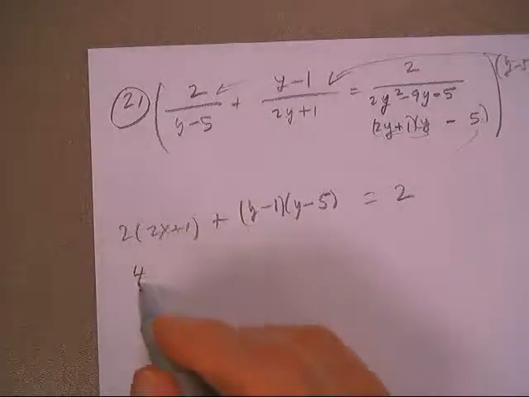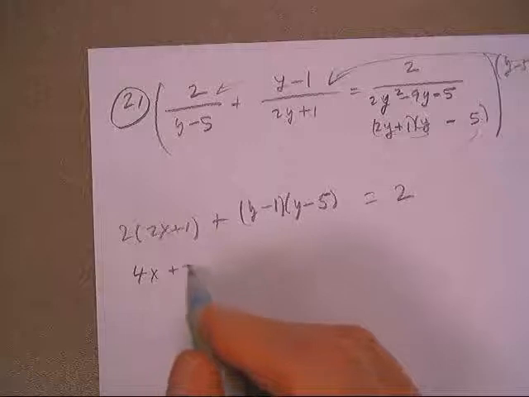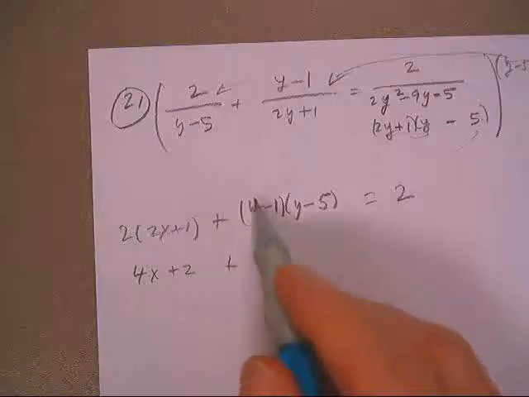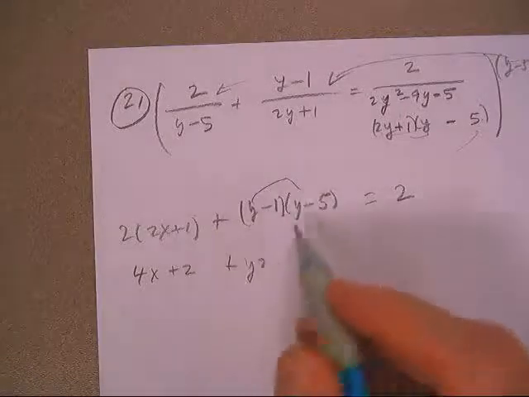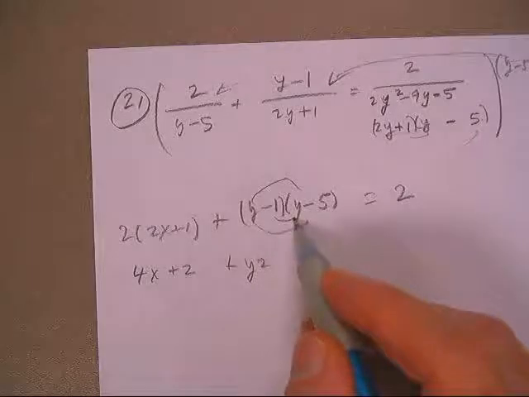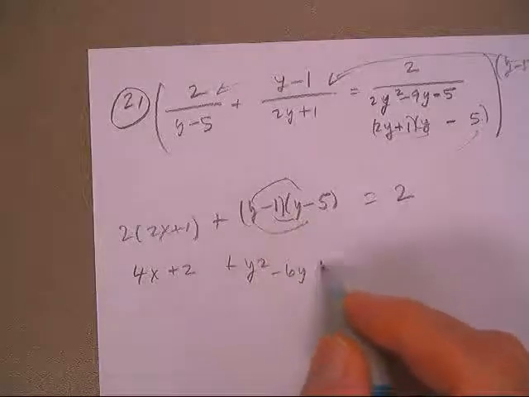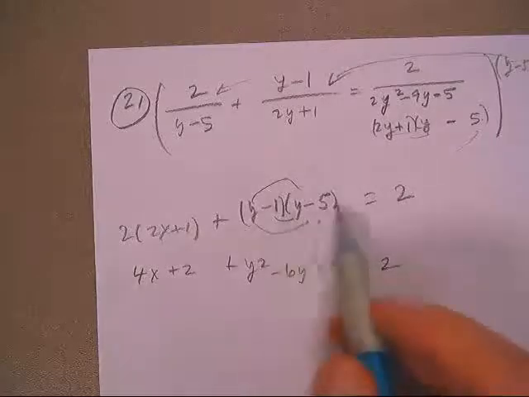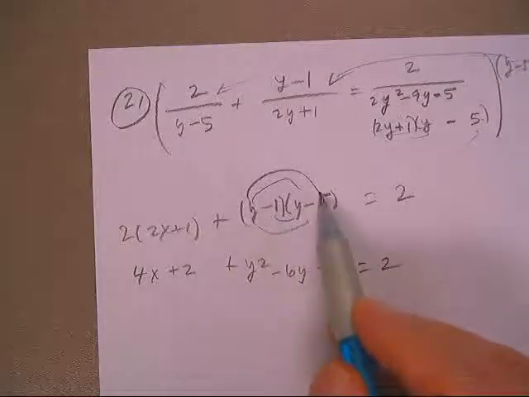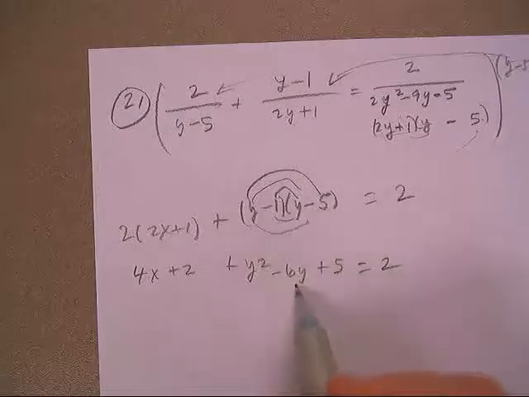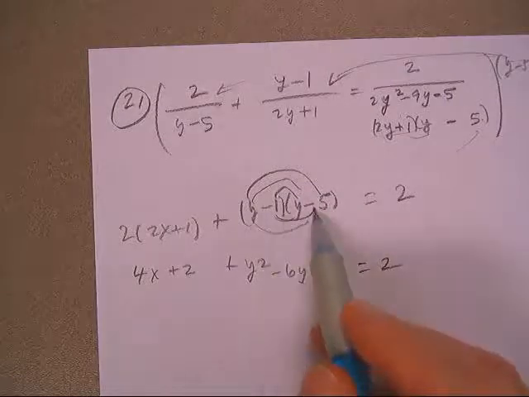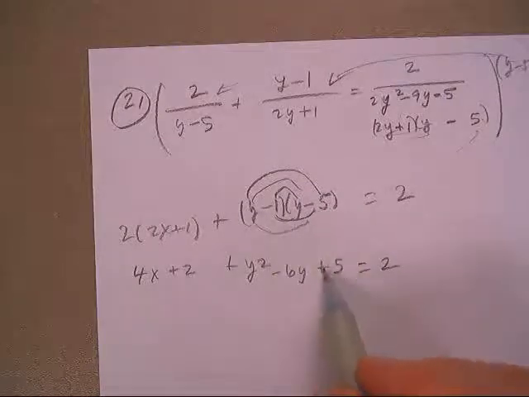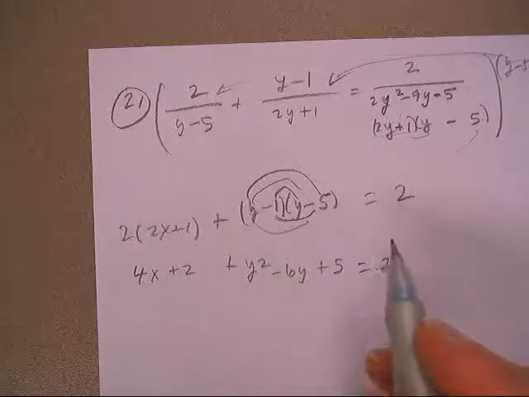Okay, so let's come over here and distribute 4x plus 2 plus y squared, negative 6y and plus 5 on that. Multiply this however you need to. There's negative 5y, there's negative 1y, that's negative 6y. Negative 1 times negative 5 and y squared.